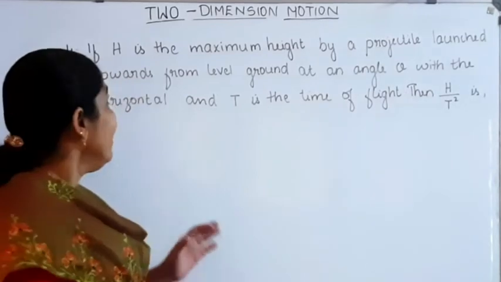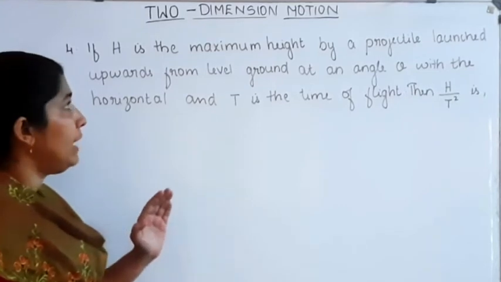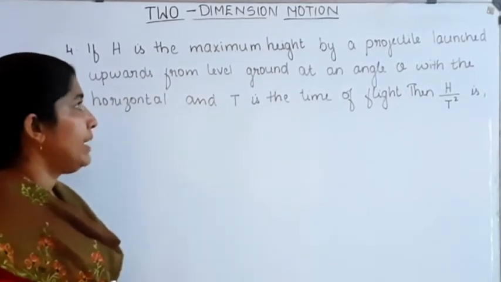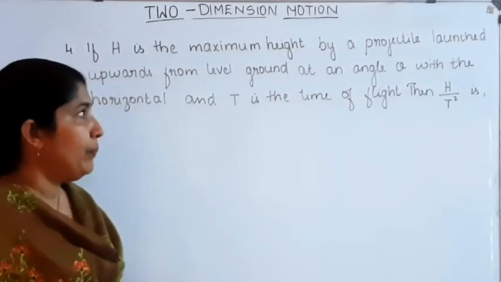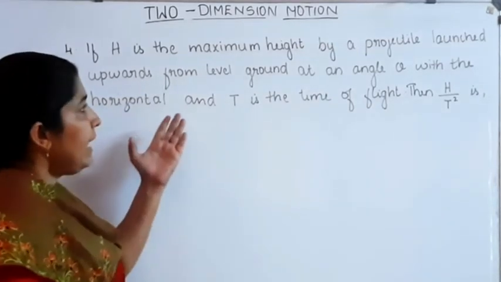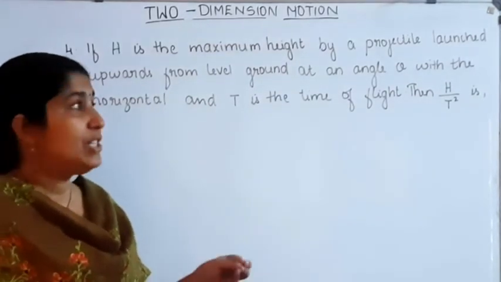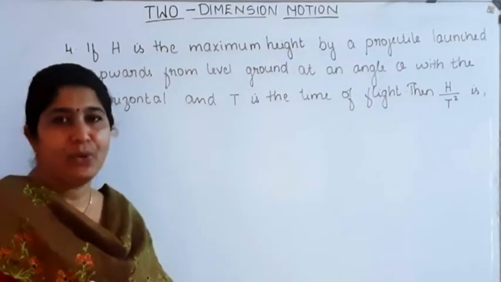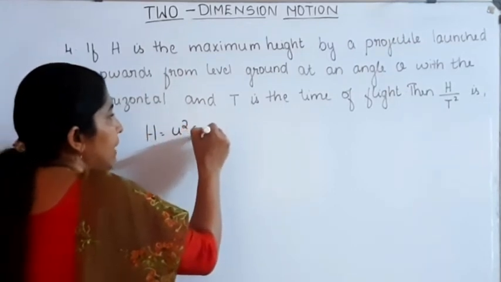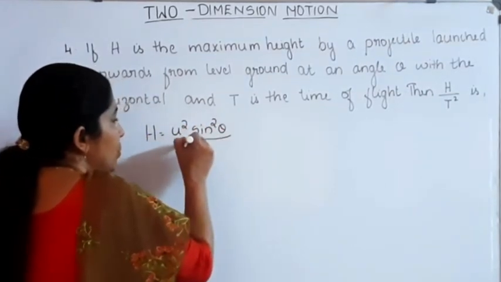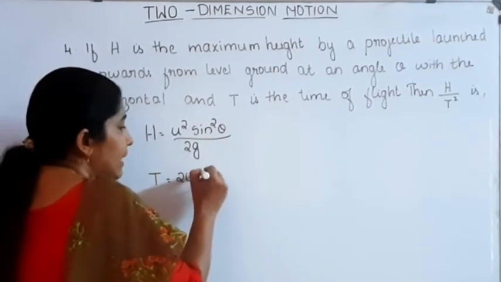Our next question. If h is the maximum height reached by a projectile launched upward from level ground at an angle theta, and t is the time of flight, then we want to find out the relation for h divided by t square. Okay, we know that height h is equal to u square sine square theta divided by 2g, and time of flight t is equal to 2u sine theta divided by g.